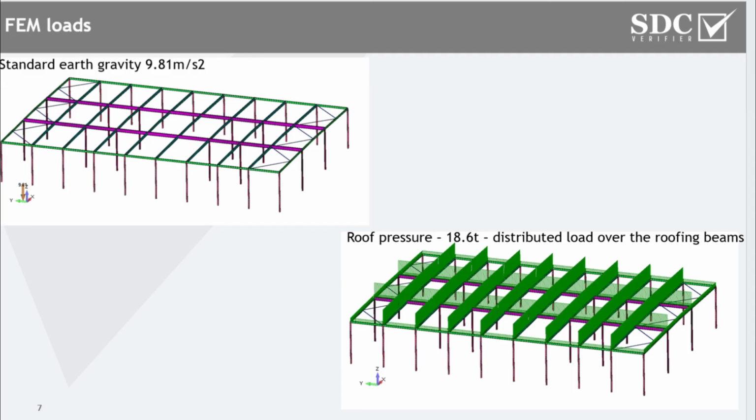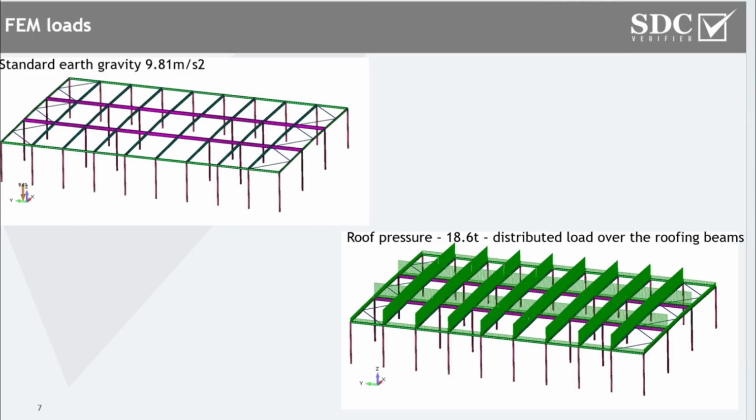This load is applied as a distributed load over the roofing beams. And in this picture we can see that the main roofing beams are loaded the most compared to the end beams, because the load will be redistributed over the main ones, and that's good to mention.